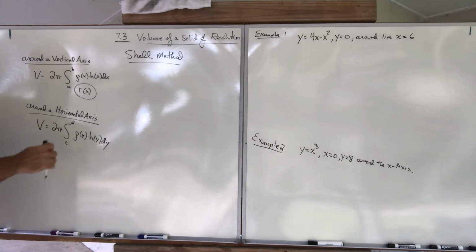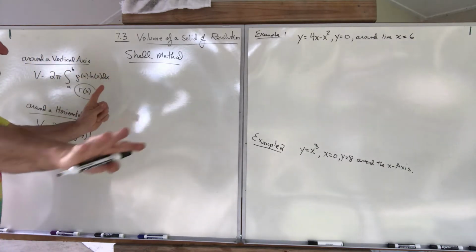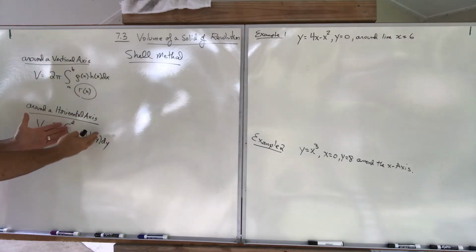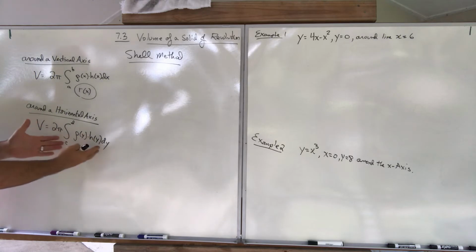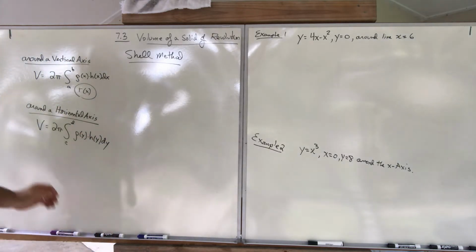That's okay. So if you're going around a vertical axis, it's opposite from the disk method. You're working in X's. When you go around a horizontal axis, you're working in Y's. So it's a different geometry. It's a different way of thinking.